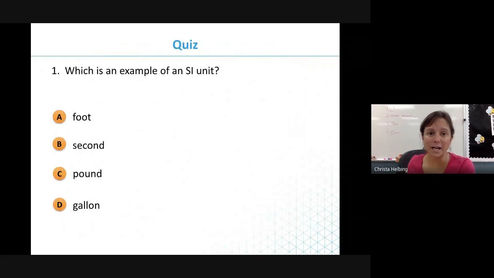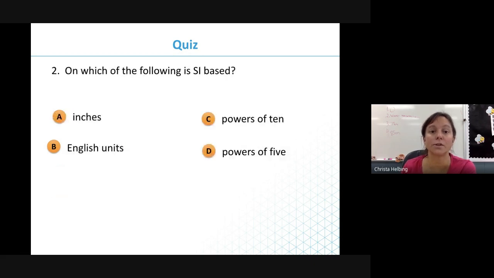So let's go ahead and take a quick quiz. Which is an example of an SI unit? Feet, seconds, pound, or gallon? And our answer is seconds. Which of the following is SI based? Inches, English units, powers of 10, or powers of 5? And that is powers of 10.